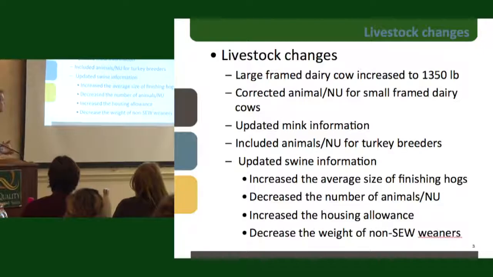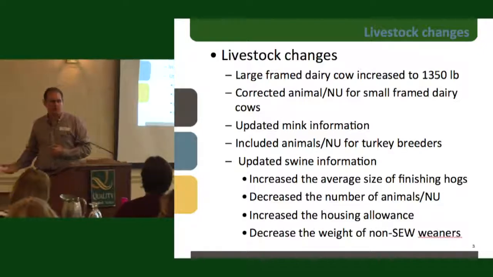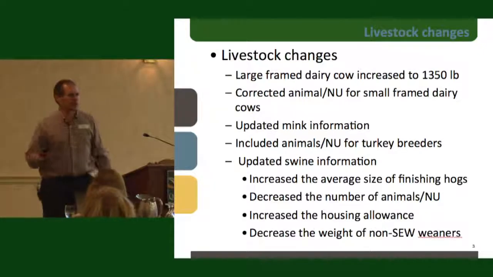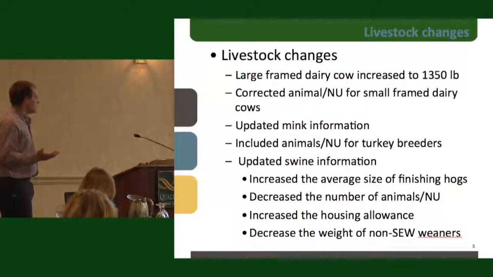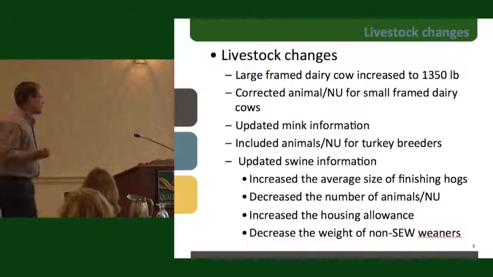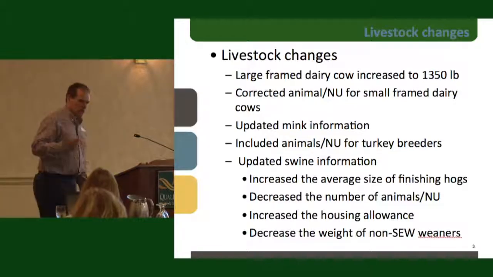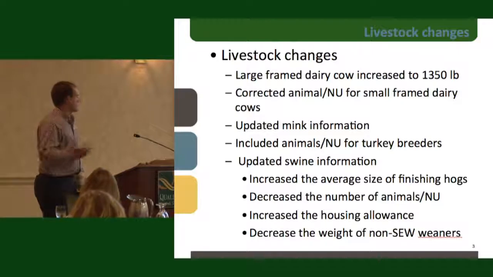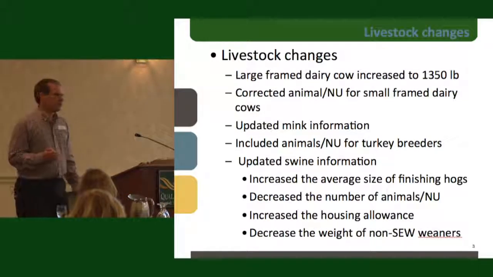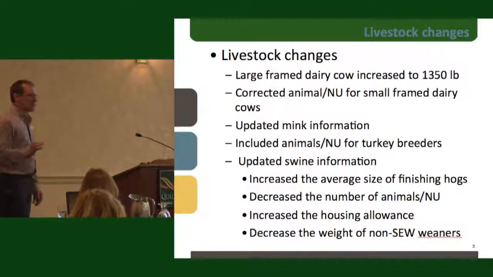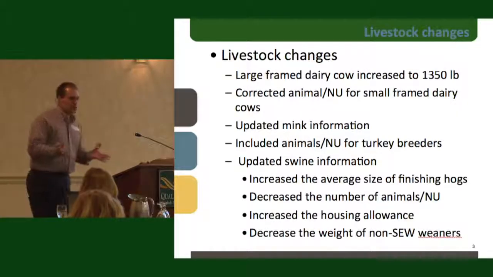We've updated some swine information. Again, industry told us swine are bigger now. Finishing hogs are bigger now than they used to be. We've increased the average size and weight of finishing hogs. Animals are bigger, they're eating more, they're excreting more nutrients. So we've decreased the number of animals per nutrient unit in swine finishers to, I believe, 5 1/4. We increased the housing allowance, because the pigs are bigger, so they take up more room. So that's where those changes come from.